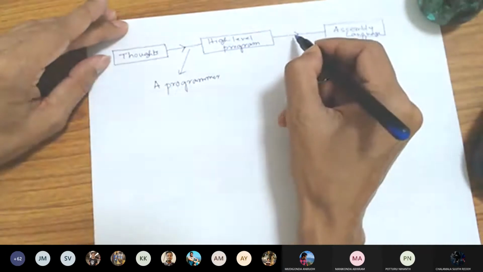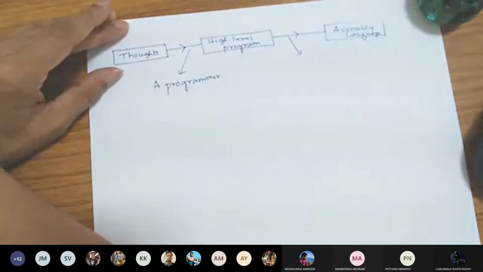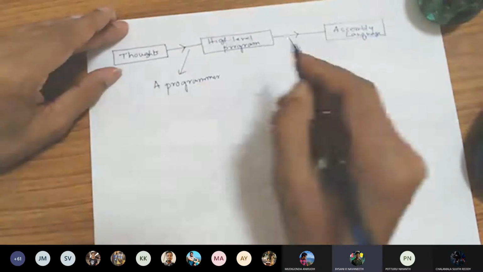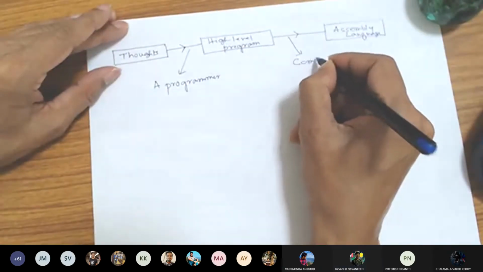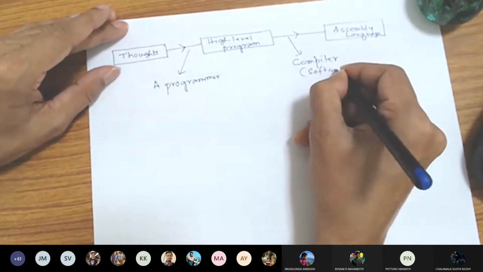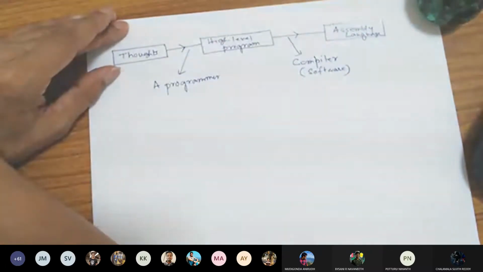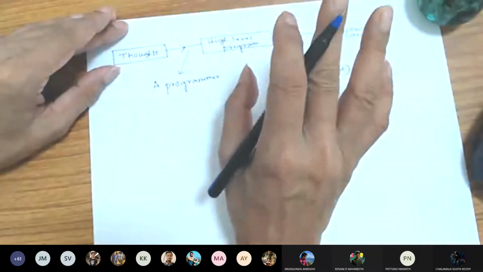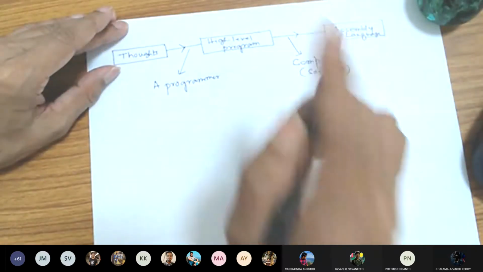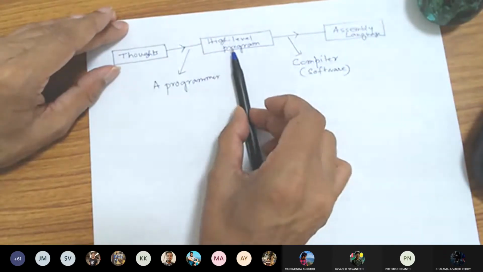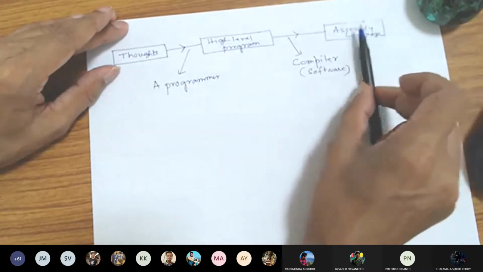But who does this translation? Can someone tell me that? Any guess, any idea who does this translation? Architecture. No, it's done by compiler. It's a software. Obviously, it's an intelligent software. The software knows about architecture. That's correct. But it's not done by someone else. It's a software which converts a high-level program into an assembly language program.